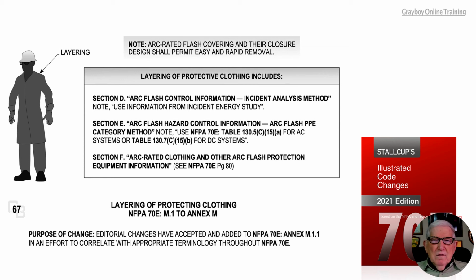Now this illustration deals with layering of protective clothing in accordance with 70E Annex M.1, where this protective layering of equipment such as PPE is listed for its maximum arc rating. Now notice the purpose of change is editorial changes have been accepted and added to NFPA 70E, Annex M.1.1, in an effort to correlate with appropriate terminology throughout NFPA 70E.